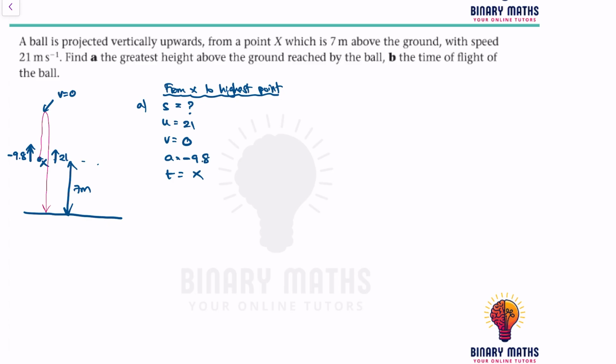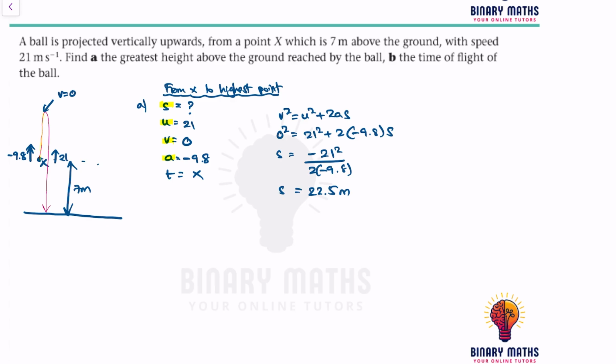So what we have in front of us is S, U, V, and A, which means V squared is equal to U squared plus 2AS. So 0 squared is equal to 21 squared plus 2 times minus 9.8 times S, which means S is equal to minus 21 squared over 2 times minus 9.8, which means S is equal to 22.5 meters. Now that is this part of the journey.